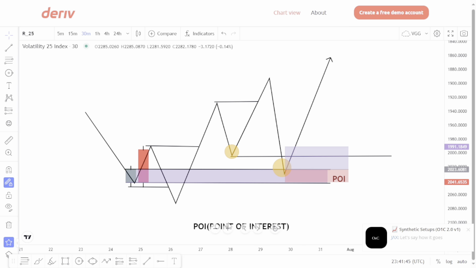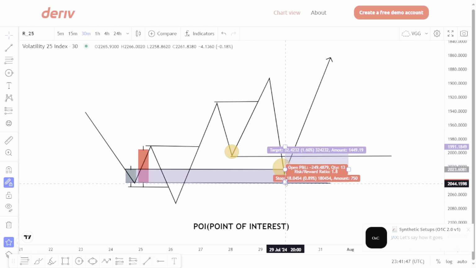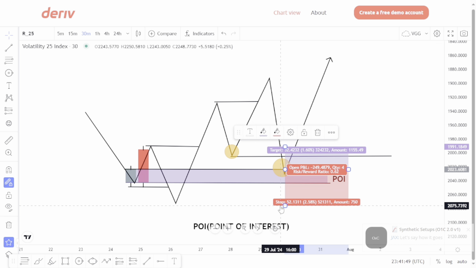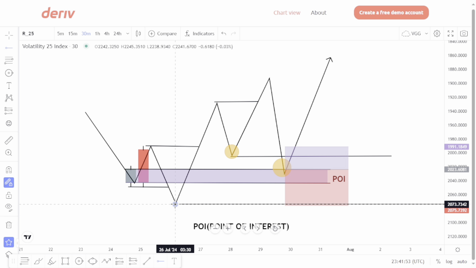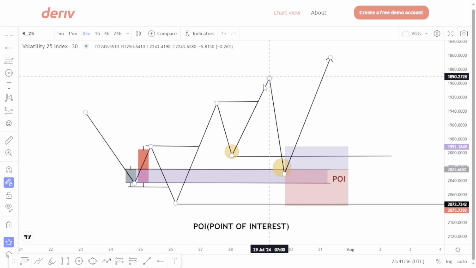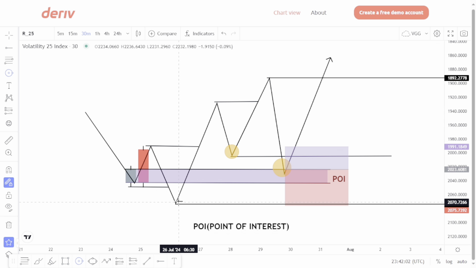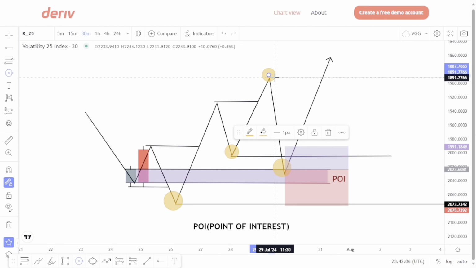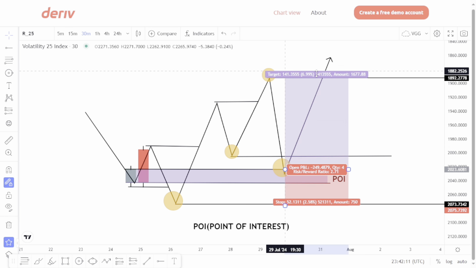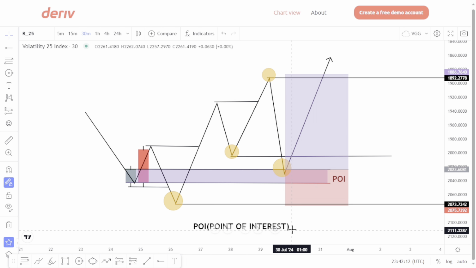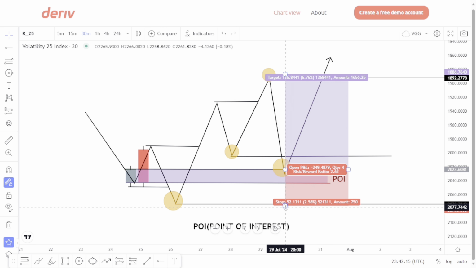If you are not using the confirmation candles, your stop loss should be at the structural protected low. This area here is your protected low, and this area above here is your protected high. Take note of those. The protected high should be your target.